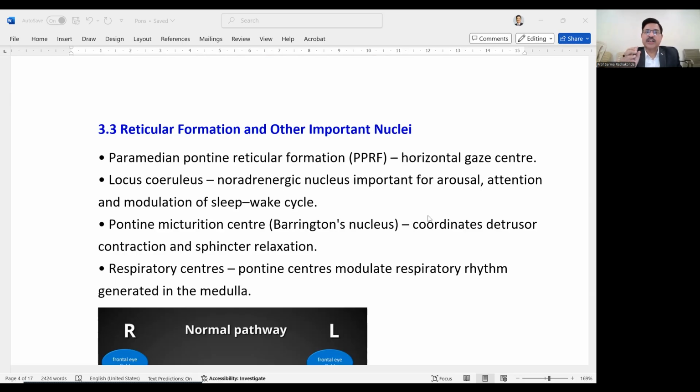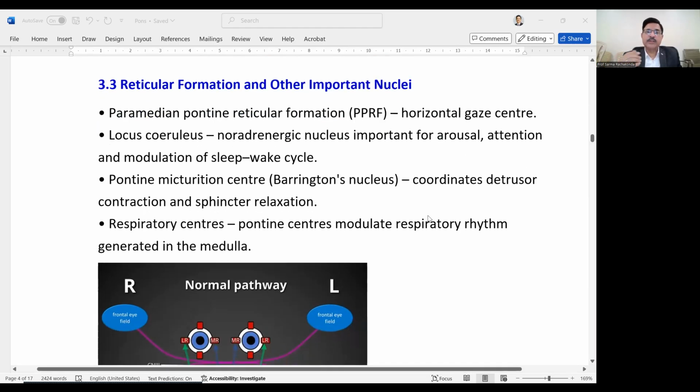Pontine micturition center, which is called the Barrington's nucleus. So it coordinates the detrusor contraction and sphincter relaxation. Means what? Whenever the detrusor is contracting, the internal sphincter has to open first. External sphincter automatically will open once the urethra has a few drops of urine. It is mainly the internal sphincter which is controlled by the micturition center. So detrusor contraction and sphincter relaxation.